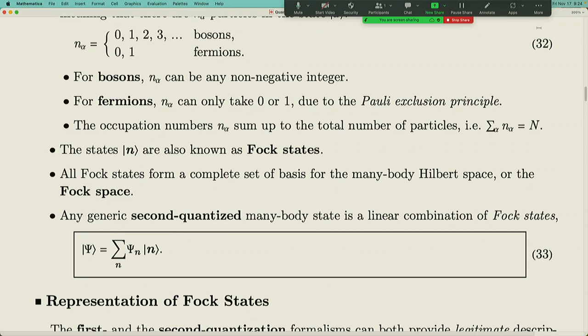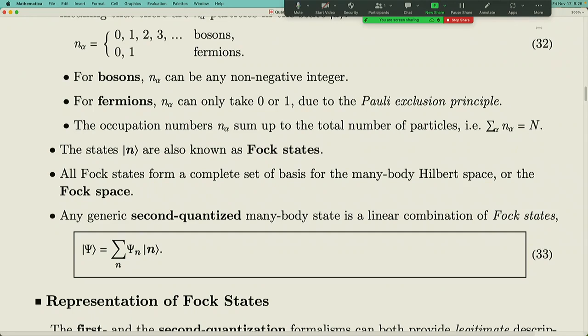And all the Fock states form a complete set of bases of the many-body Hilbert space, which is called Fock space. Of course, there are two versions of Fock space: one is the bosonic version, and the other is the fermionic version. But if you don't worry about whether the state is exchange symmetric or antisymmetric, at a very high level, they can just be called Fock states and Fock space.